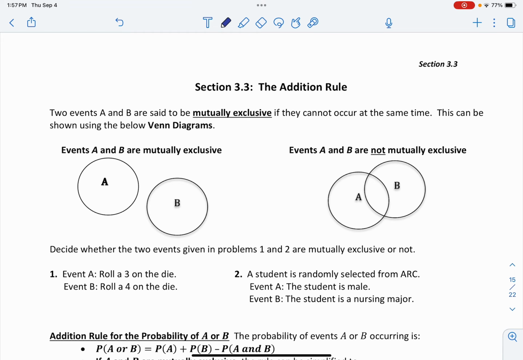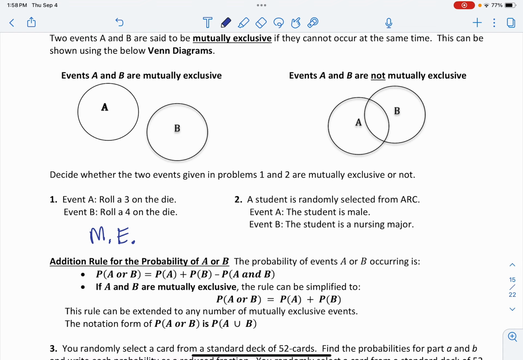Whereas in the other example, event A is the student is male, and event B is the student is a nursing major. That could happen with the same selection if the student is a male nursing major. So this would be not mutually exclusive.